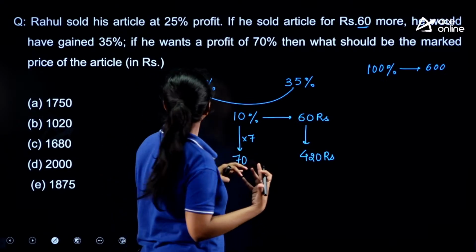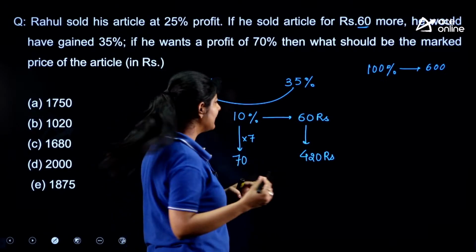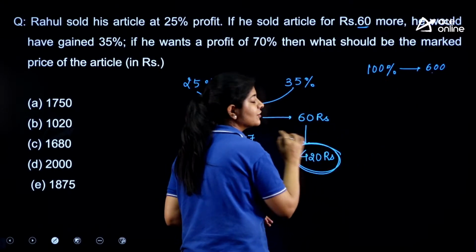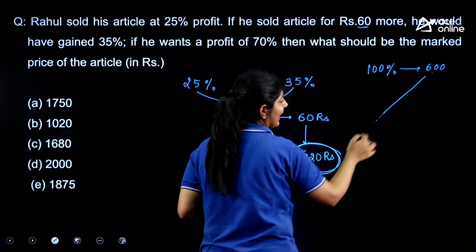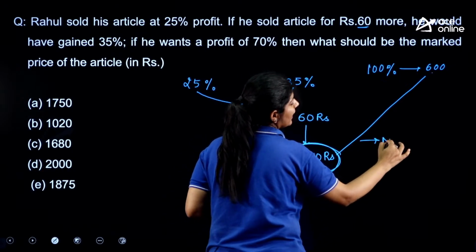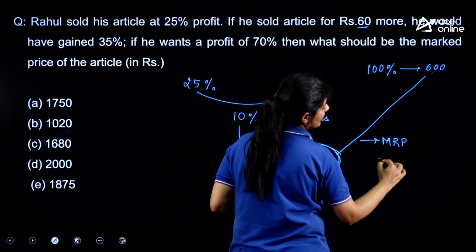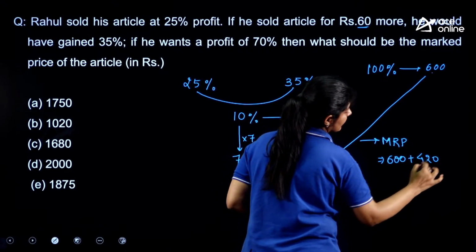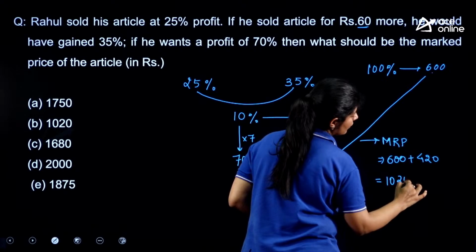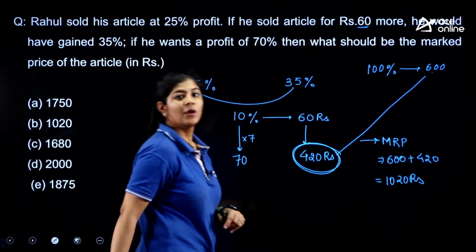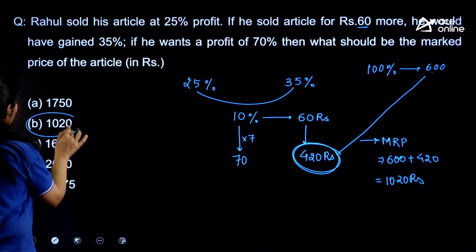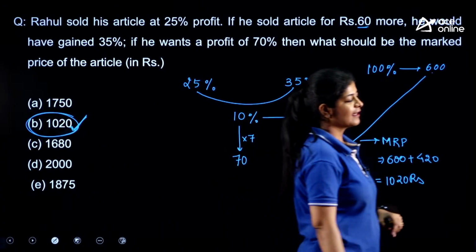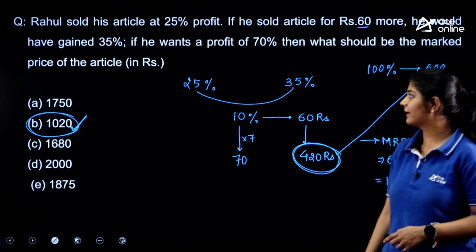So what we need to do is simply calculate the MRP. This is the cost price and this is the profit that he needs to earn. So if we add these values, we will get our MRP, and MRP is nothing but 600 plus 420. So this is nothing but 1020 rupees. Option number B is the correct one. This is a very simple one, right?